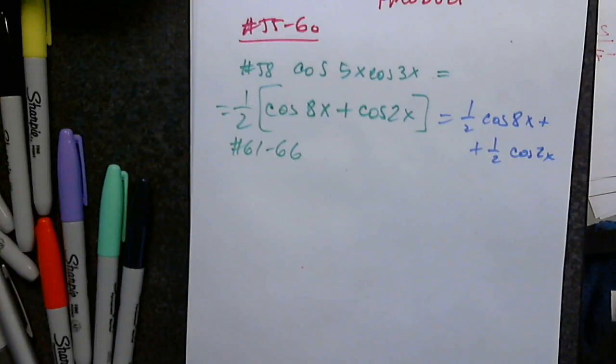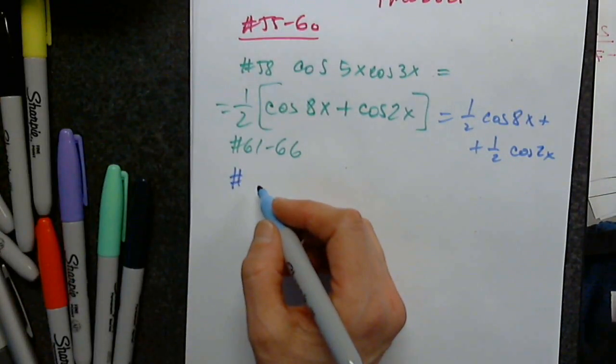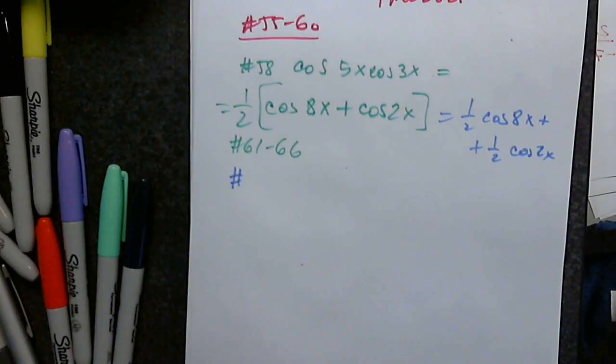61 through 66, we're going backwards. We're given a sum and we want to change it into a product. Not as powerful, but important. Ready? Which one? It can be a difference also, a sum of two positives and a negative. It's still a sum.